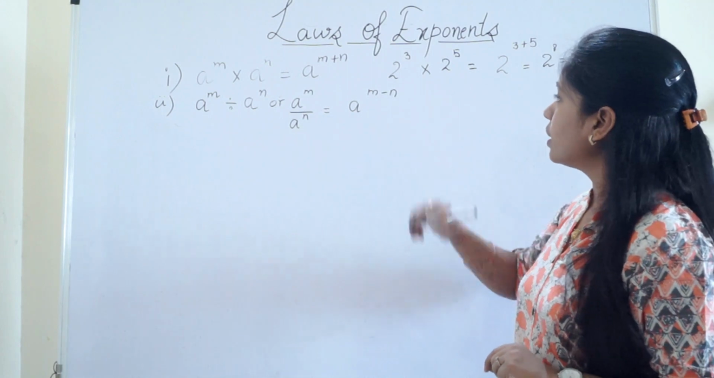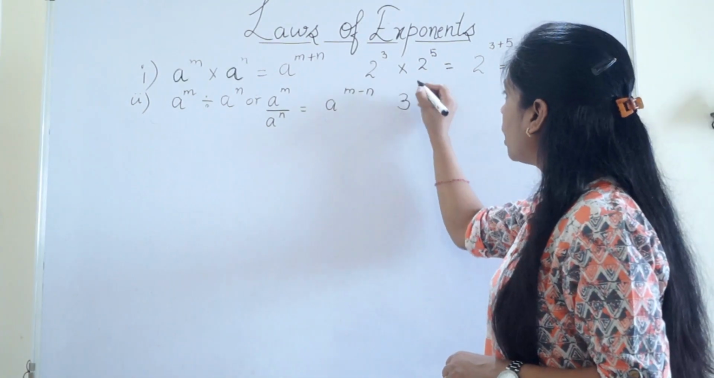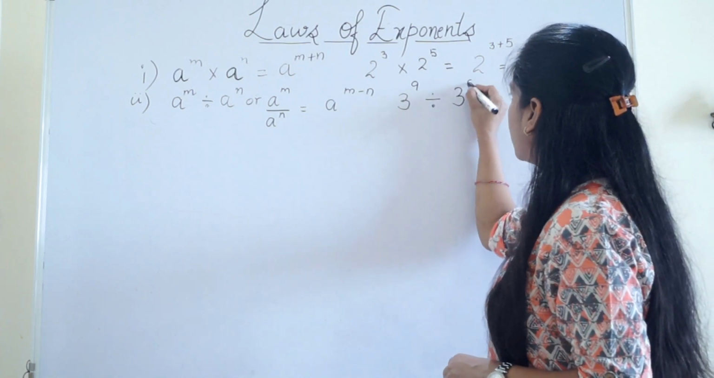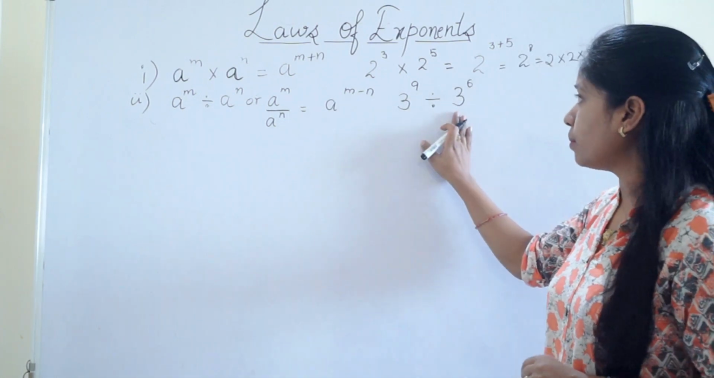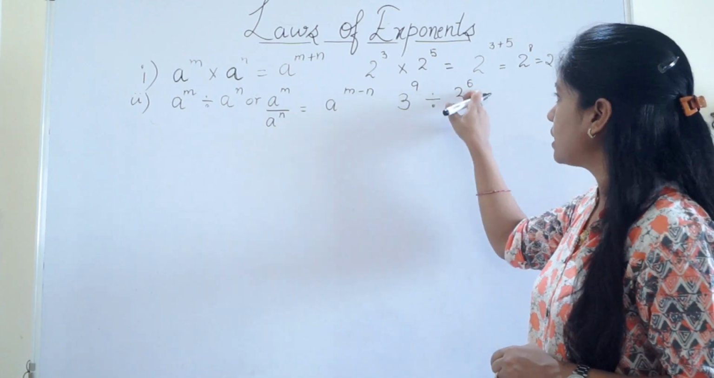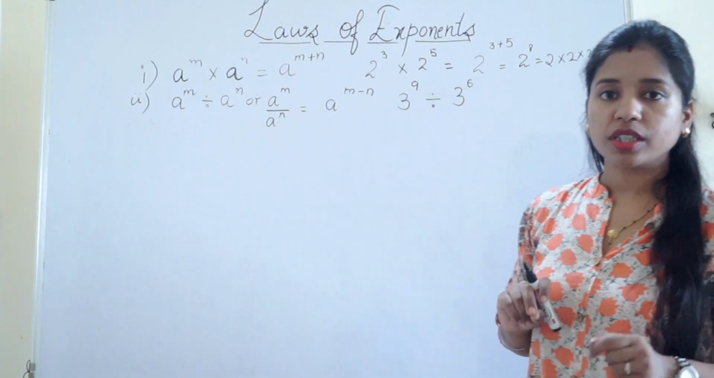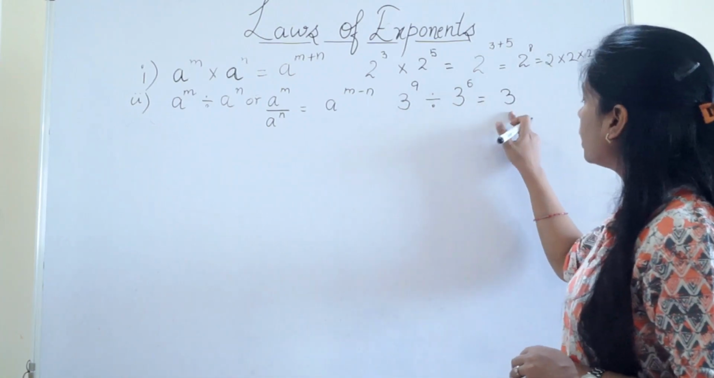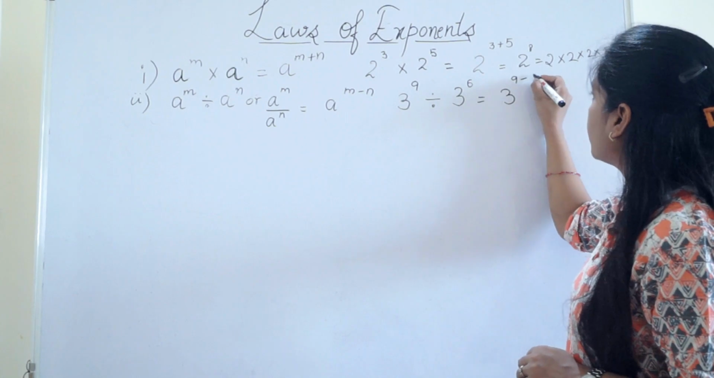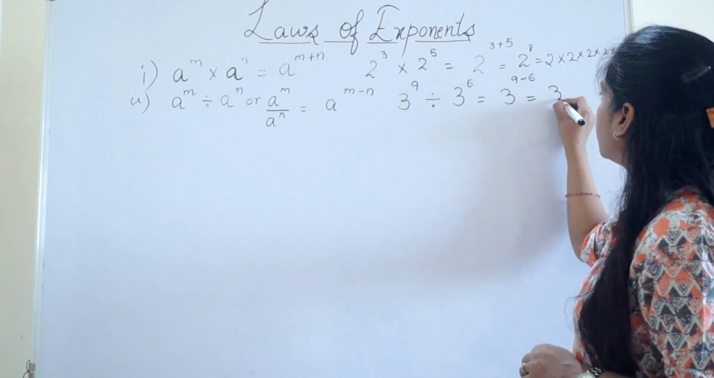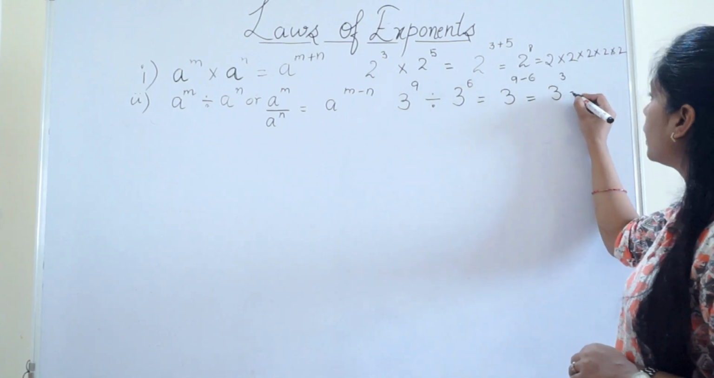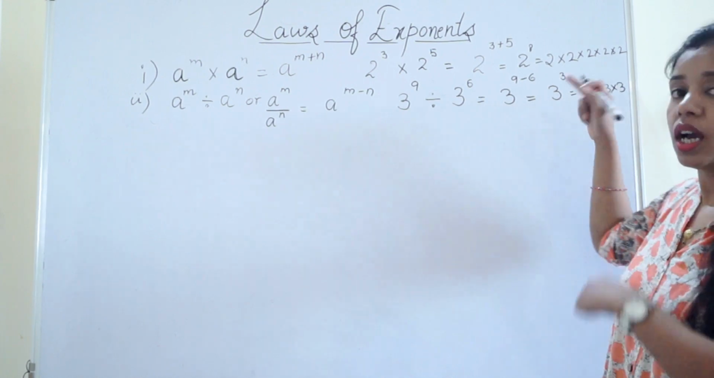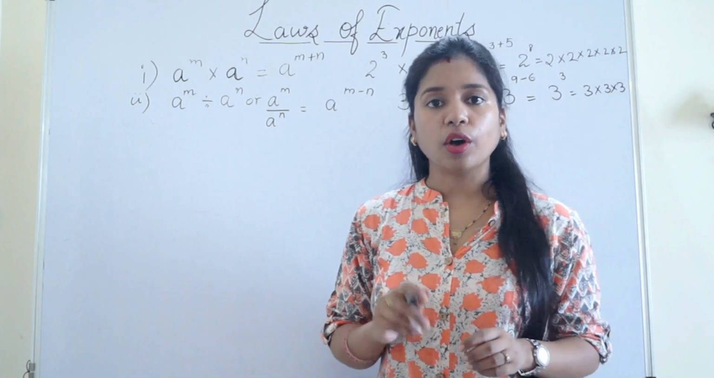So suppose we are having an example here: 3 to the power 9 divided by 3 to the power 6. Now we can see here bases are same, that is 3, and the powers are 9 and 6. And these two are in division. So what we will do? We will subtract the powers. So base is 3 and we will write it like this: 9 minus 6, we will get here 3 to the power 3. Or we can write it like this: 3 multiplied by 3 multiplied by 3, we can write it 3 times. So this is the second law of exponents.